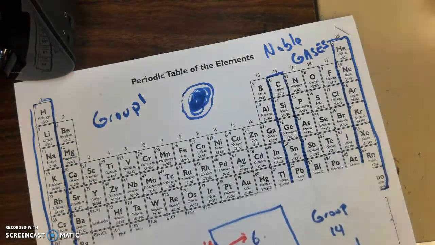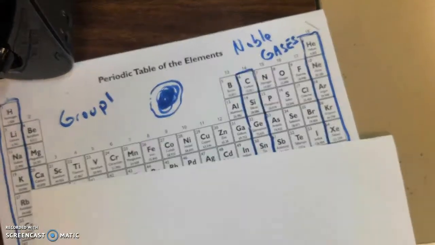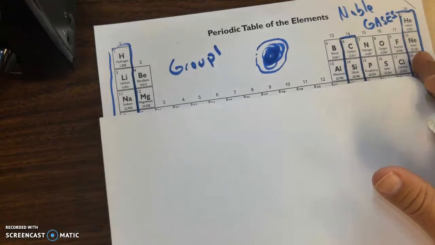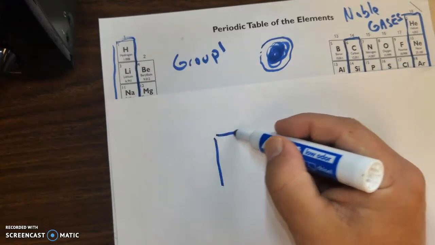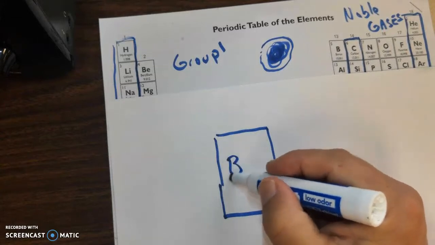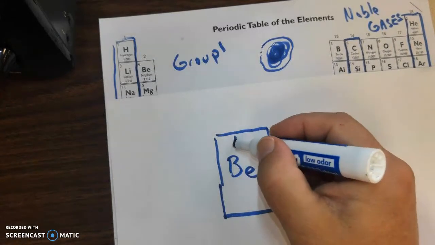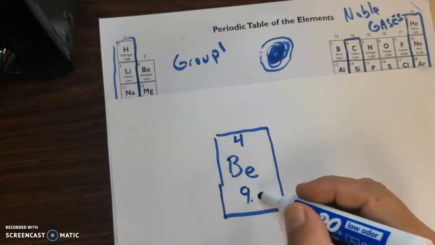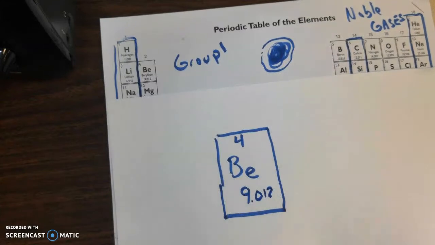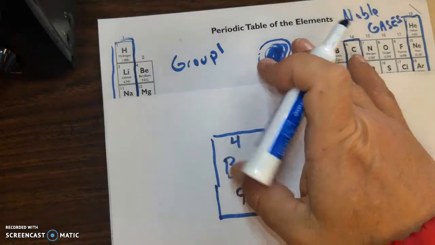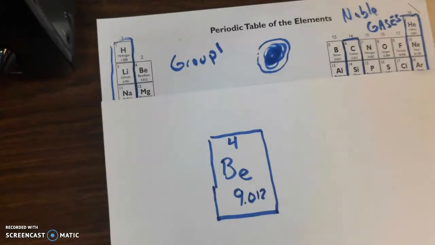Still have a little bit more time. Let's look at something that's in group 2. Well, let's just look at beryllium. Beryllium's in group 2. Because it's in group 2, I know it has 2 electrons in its outermost shell, but let's see why that's the case. Things that are in group 2 have 2 electrons in their outermost shell. They're very unstable. You can light them on fire very easily.